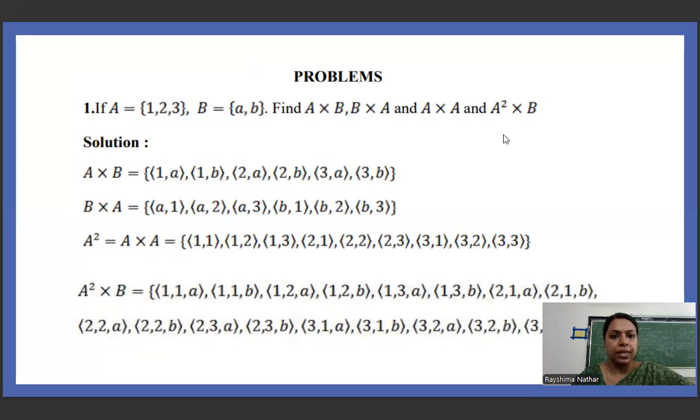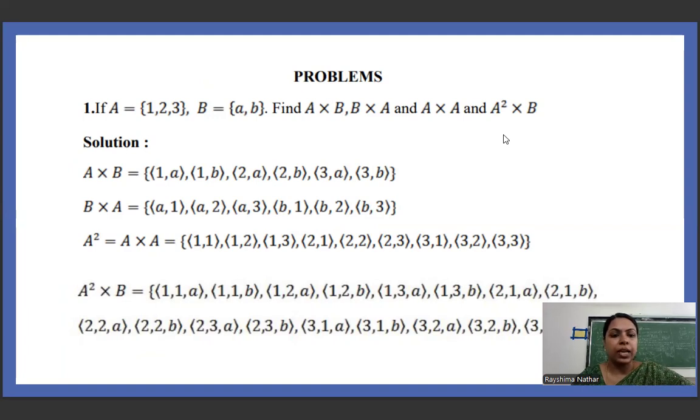Now a problem related to the Cartesian product. If A equals {1, 2, 3} and B equals {a, b}, find A cross B, B cross A, and A squared cross B. As we noticed in the earlier example, A cross B is formed by pairing every element of A with each element of B. That is 1a, 1b, 2a, 2b, 3a, 3b. For B cross A, B should be the first element. That is a1, a2, a3, b1, b2, b3.